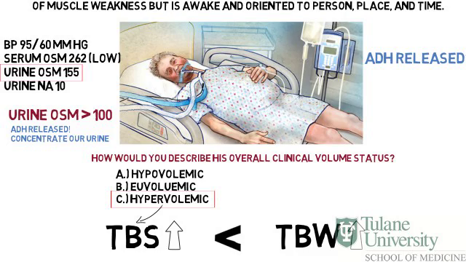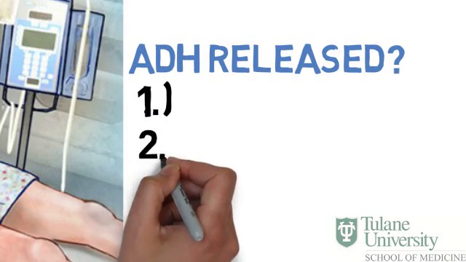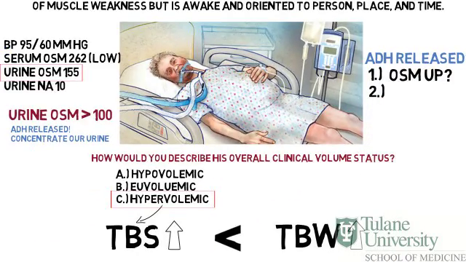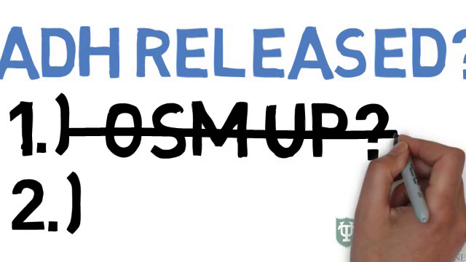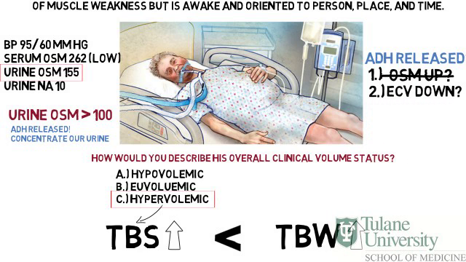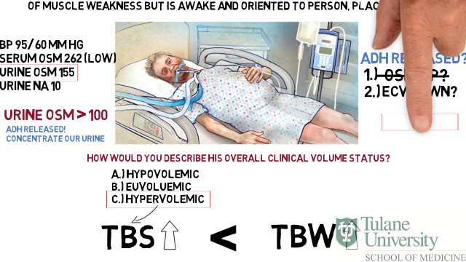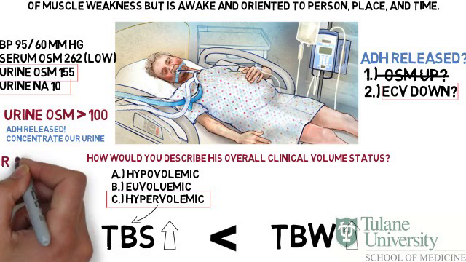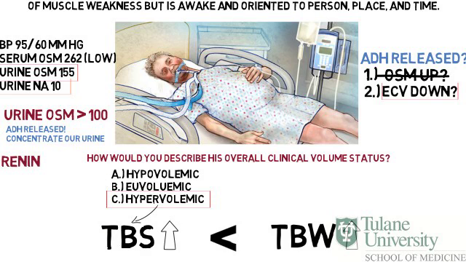Next, there are two reasons ADH will be released. First is as the osmolarity or tonicity increase, which we do not see here. And secondly, is the effective circulatory volume decrease. And that's likely the correct answer here. One of the ways we can know that is by looking at the urine sodium. If the patient's in steady state and he has a decrease in his effective circulatory volume, we expect that he should have an increase in his renin.